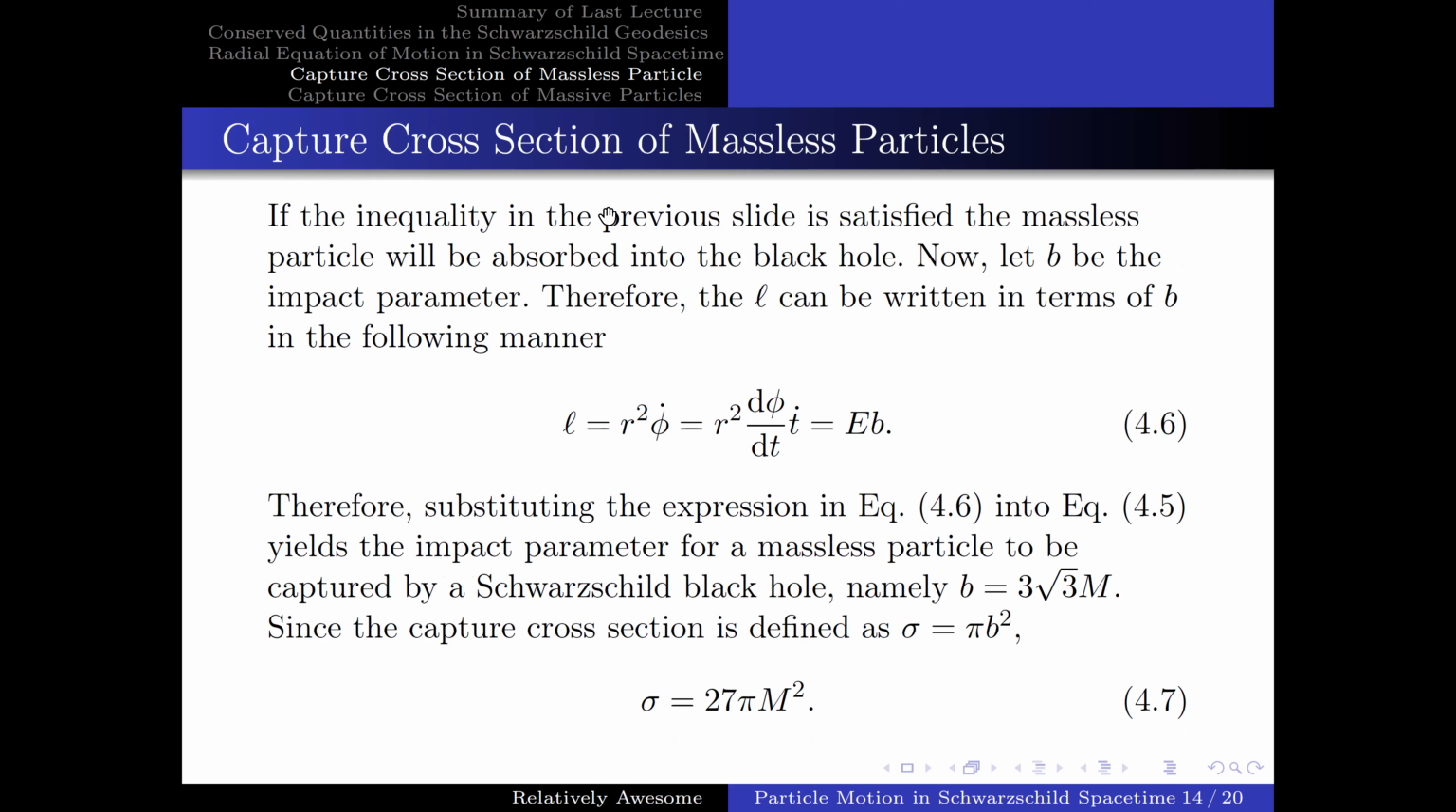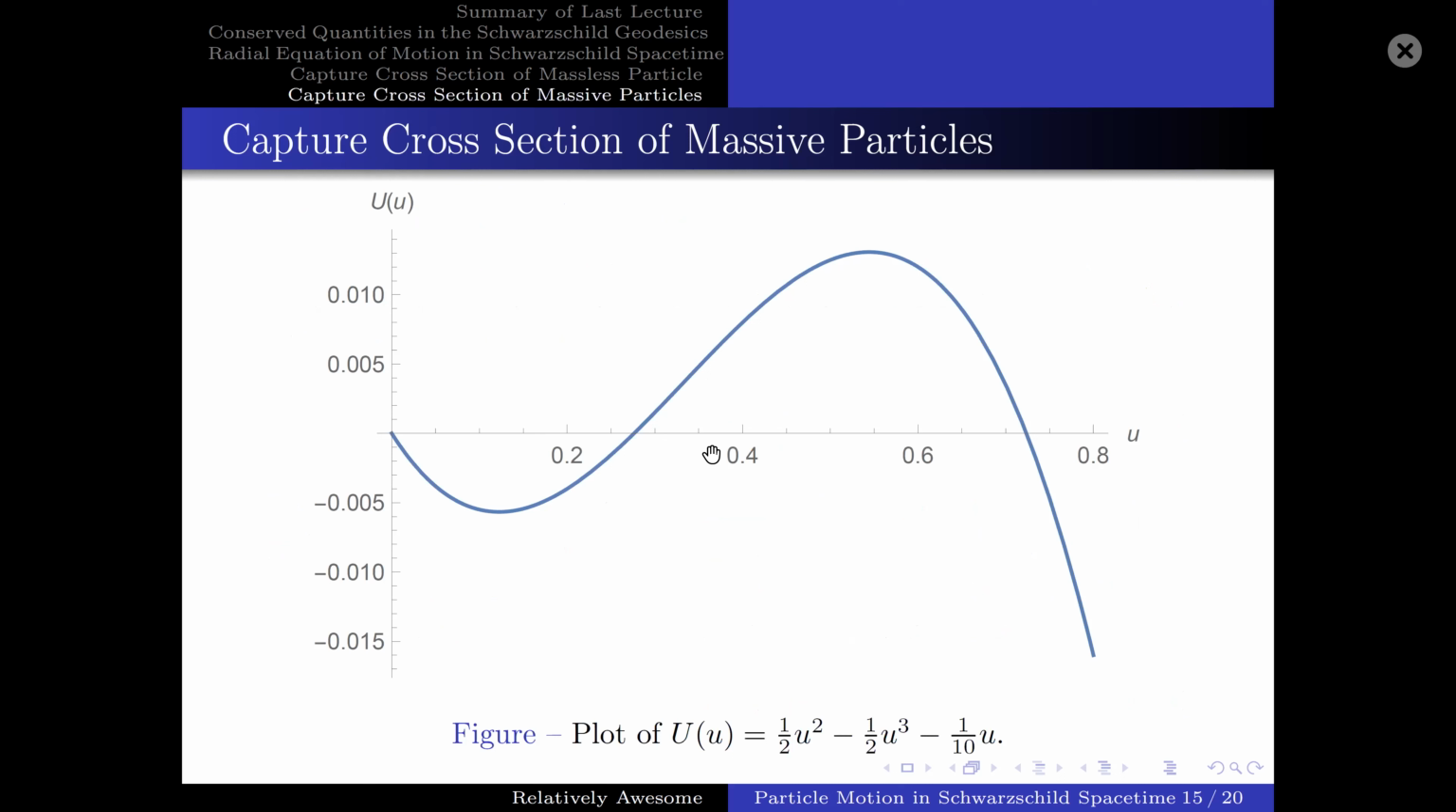Now, let b be some impact parameter. Therefore, if we write L in terms of the impact parameter in the following manner, we obtain the impact parameter for which the massless particle will be absorbed into the black hole, namely b equals 3√3 m. And since the capture cross-section is defined as pi b squared, the capture cross-section of a massless particle in a Schwarzschild background is 27 pi m squared. Now, we can do the same for massive particles.